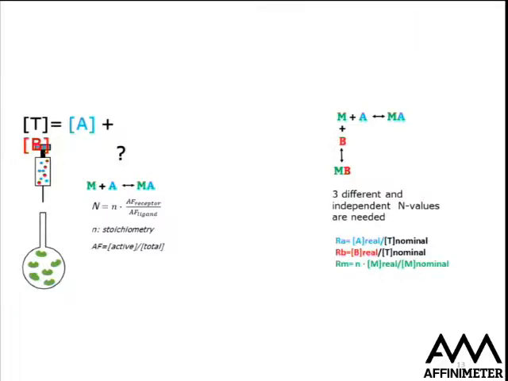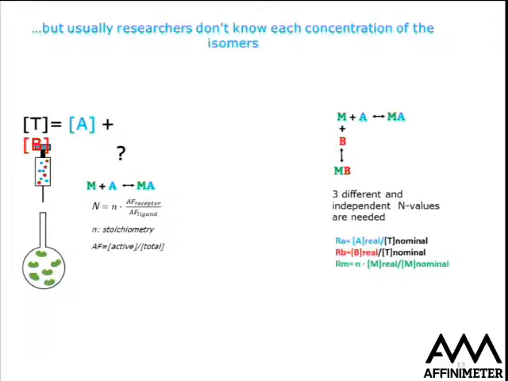Okay, but AFFINImeter is going forward, because a more realistic situation is that you have a mixture of isomers in the syringe. You know the total concentration of the ligands, but you don't know the concentration of each one of them. And this is a real problem, right? So AFFINImeter can solve even this problem.